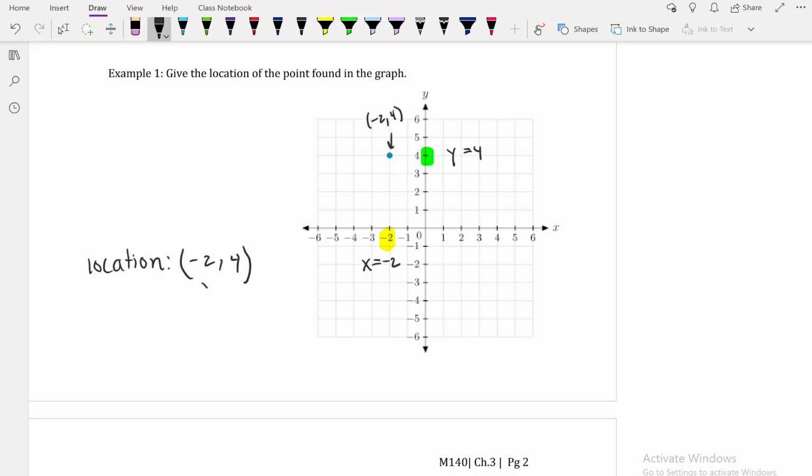So you always give the x value first and the y value second. It goes alphabetically, A, B, C, and then you have your x and y. So make sure that the x is first and the y follows.